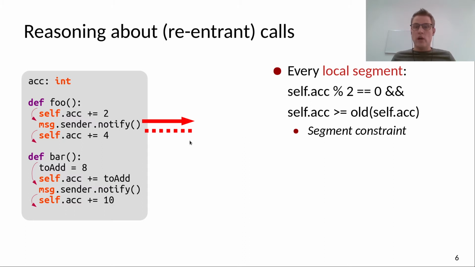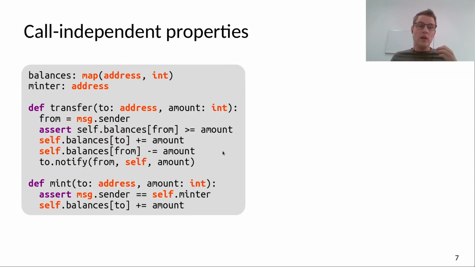So this is an example where segment constraints allow us to prove something about the effect of calls. We can know something about the effects of calls, even though we don't know who we're calling, just by looking at our own code, because we get this encapsulation from the language. But segment constraints are also useful in other scenarios, where they can be used to express properties that are independent of calls in general.